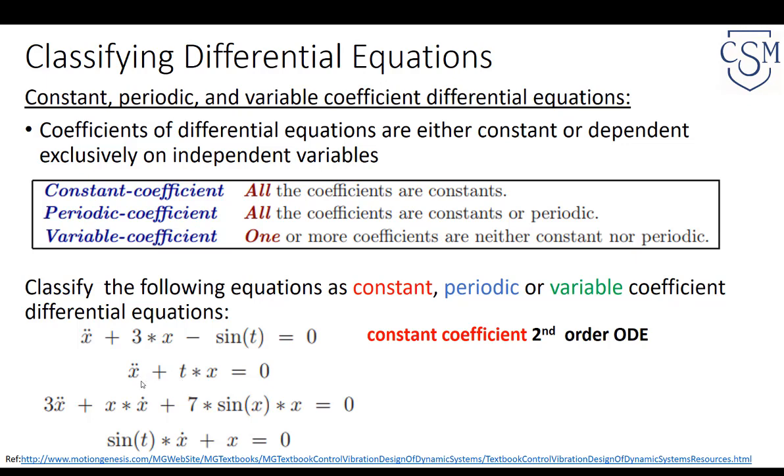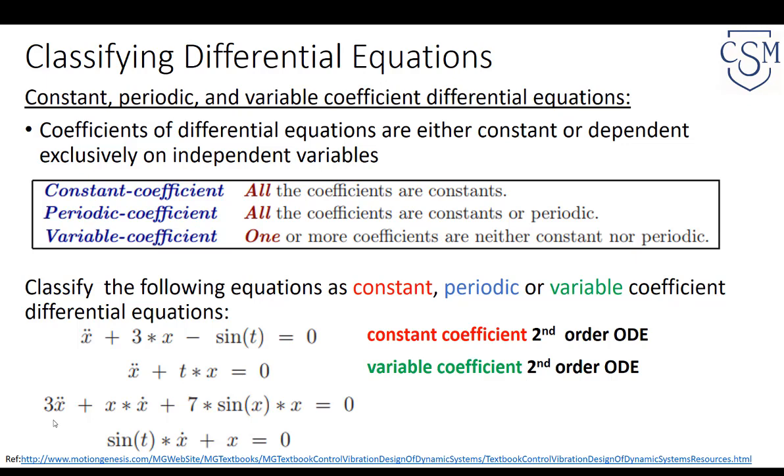Here we have the second derivative of x, and the coefficient in front of it is 1. However, the coefficient in front of x is now time. This is a variable coefficient, therefore the entire thing we would classify as a variable coefficient second order ODE.